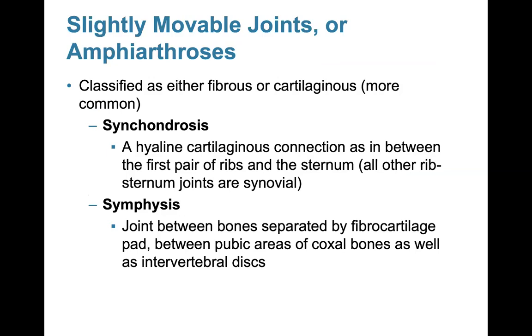Synchondrosis, this is a hyaline cartilage connection, as in between the first pair of the ribs and the sternum. Symphysis, this is a joint between bones separated by fiber cartilage. This is something that we see within the pubic symphysis, that connection point between the 2 hip joints we just talked about, as well as in between each of the intervertebral discs. With the symphysis, these joints are meant to withstand a lot of pressure. And if you think about your vertebrae, you're putting a lot of weight on that spine, and in between those bones, each of the vertebrae, you have this type of joint there.